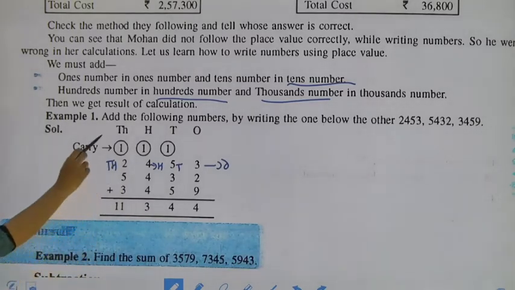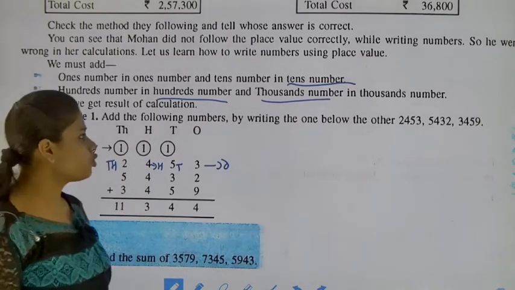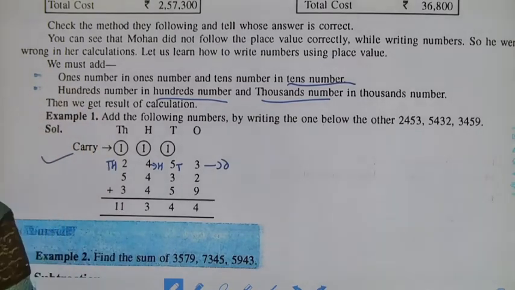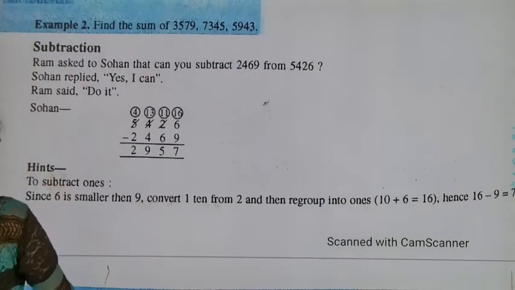Next, 2 plus 1, 5. 2 plus 1, 3. 3 plus 3, 6. And 6 plus 5, it will be 11. So students, you have to do this example in your maths notebook. Now move to the next, that is the subtraction.